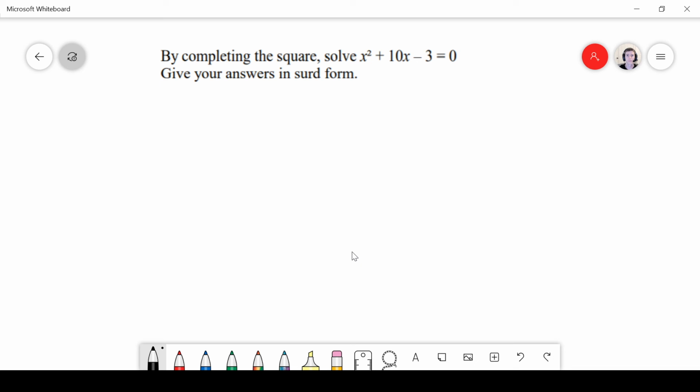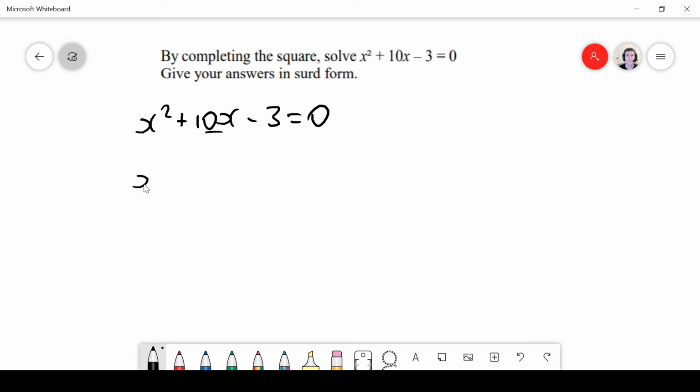Okay, and on to the last one. So x squared plus 10x minus 3 is equal to 0. We can complete the square and solve it using that. So let's give it a go. We're going to complete the square like we usually do, so we're going to half this number here.